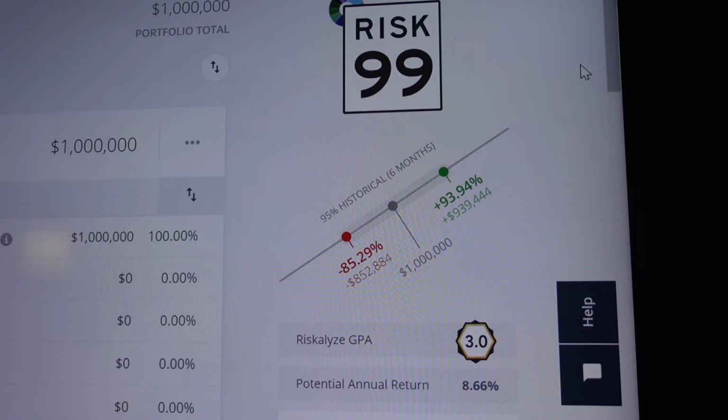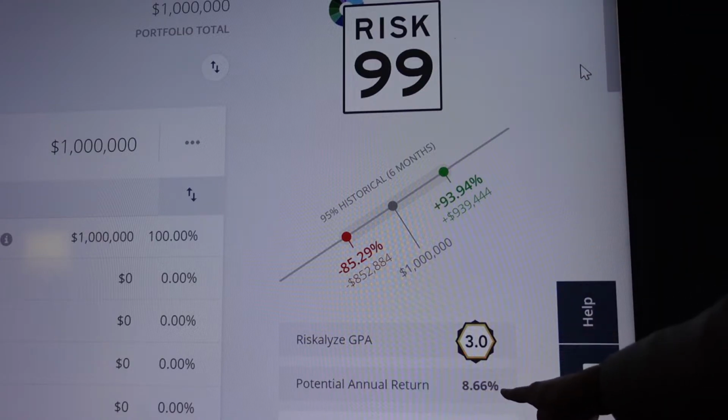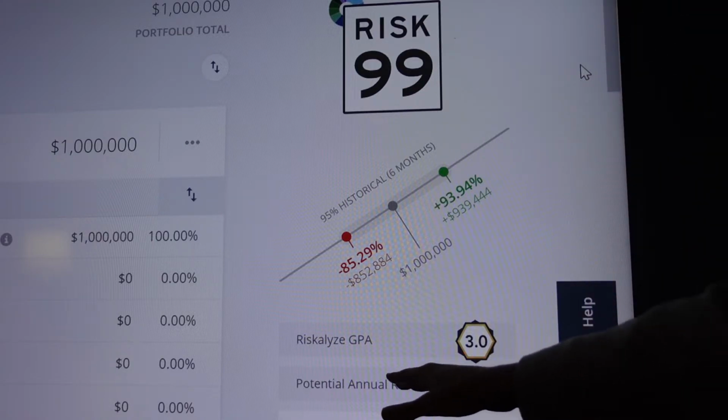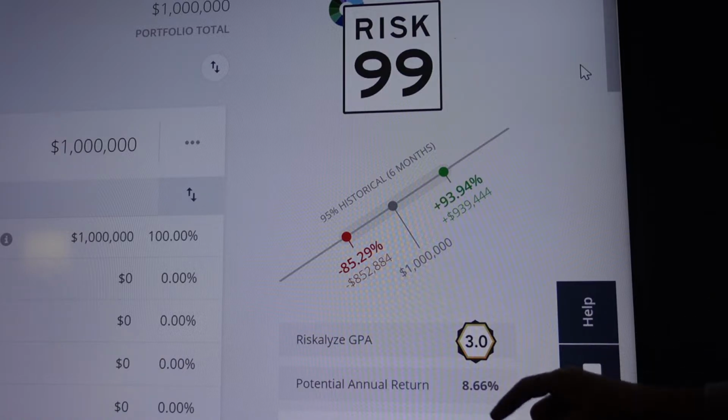Now, some of you might be able to stand that volatility. I don't think I could stand that volatility personally, and that's where we've got to get a little bit more conservative. One thing I'm going to point out: the more risk you take, the more potential return. So this is saying that you have a potential annual return of 8.66%. We'll refer back to that as we go through.